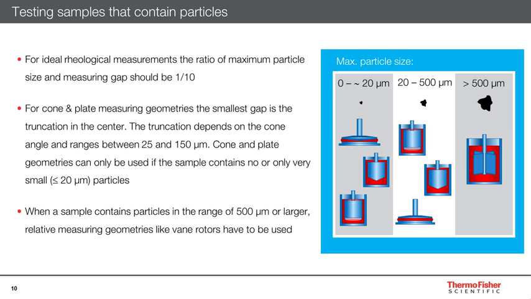For samples with particles up to a few hundred micrometers, parallel plates and coaxial cylinders according to DIN/ISO standard, or with the recess at the bottom of the rotor, can be used. When a sample contains particles in the range of 500 micrometers or larger, relative measuring geometries like Vane rotors have to be used.